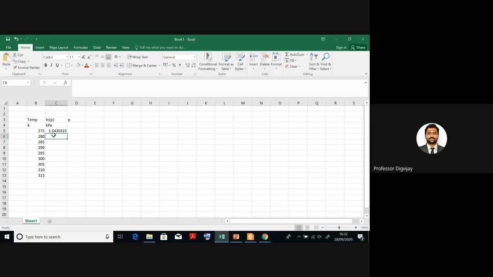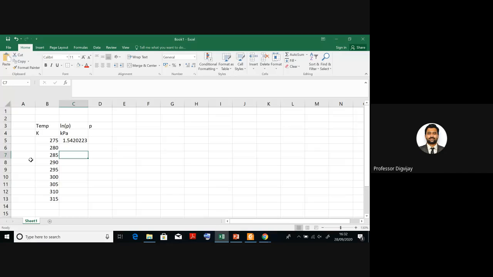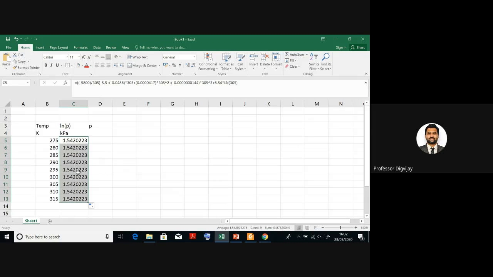Okay. Now you don't have to type for each cell. So there is a temperature of 285. I'll just maximize this so that you can see. For this cell, we have typed this big formula. And for the next cell, we don't have to type the same formula. We can just go to this cell, go to the plus sign at the corner, and double click it. That will give you the values like this.